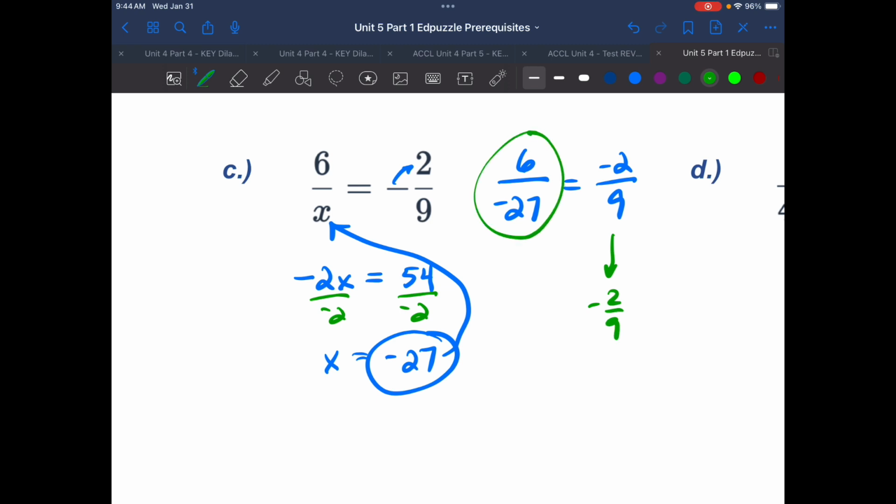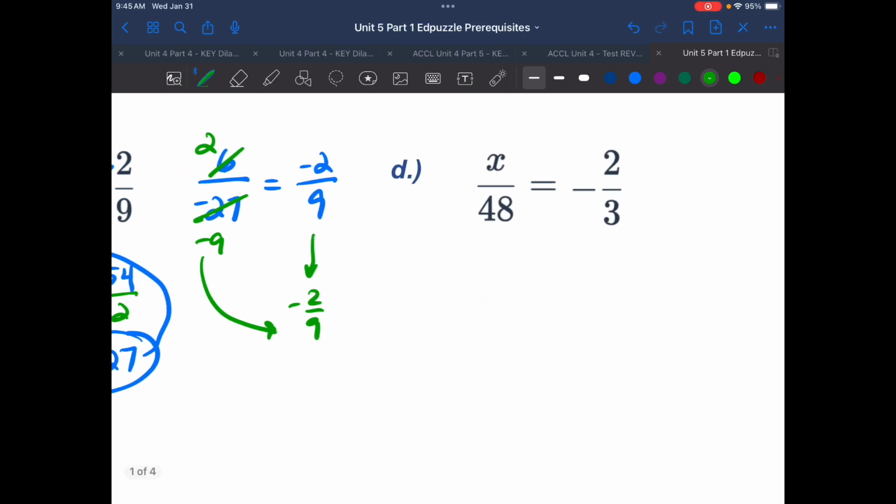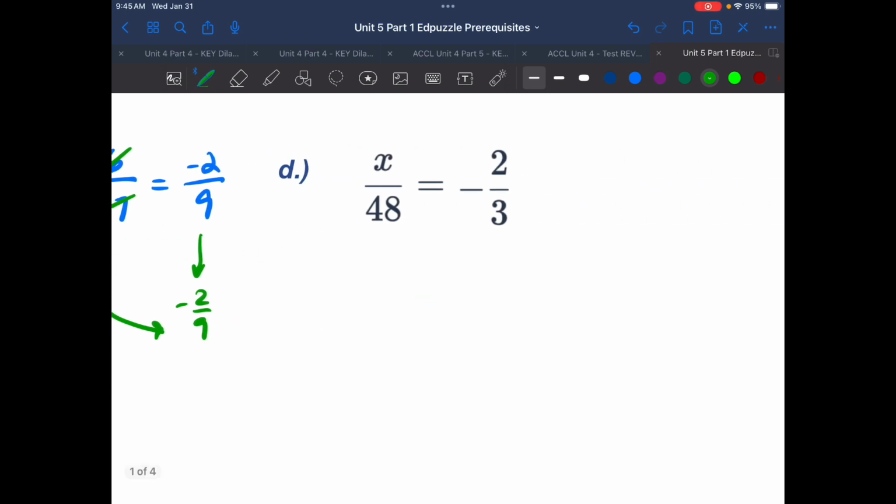What can we divide into 6 and negative 27? Well, that would be 3. And guess what? 6 divided by 3 is 2. Negative 27 divided by 3 is negative 9, which equals our other fraction. All right, so guys, let's take everything we've done in these three examples. I'd like you to please solve this proportion.